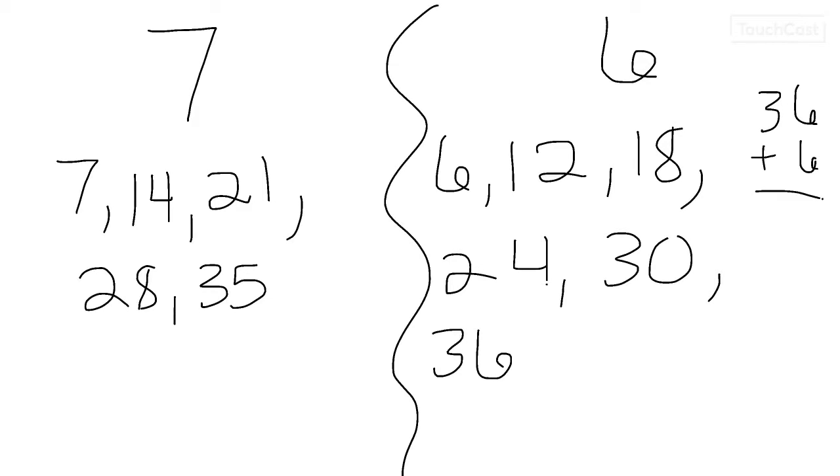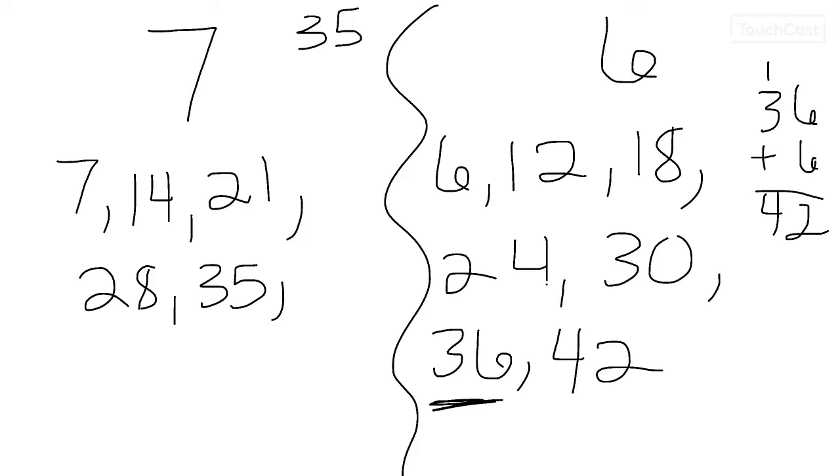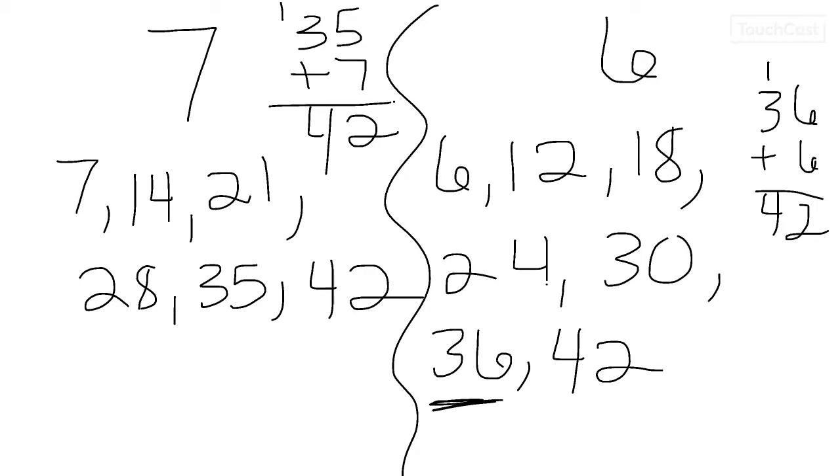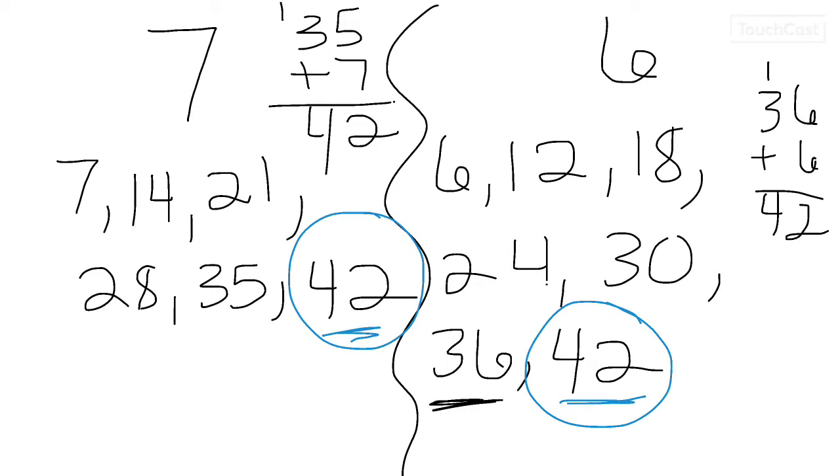So to find the next multiple of 6, I would do 36 plus 6. So I can go ahead and solve that problem over here. 3 plus 1 is 4. So my next multiple is 42. And I can come over here, and if I'm not sure what my next multiple of 7 is, I could add 7 to my 35, and I would get 42. So look at that. I have my least common multiple because the smallest multiple that both the numbers have in common is 42.